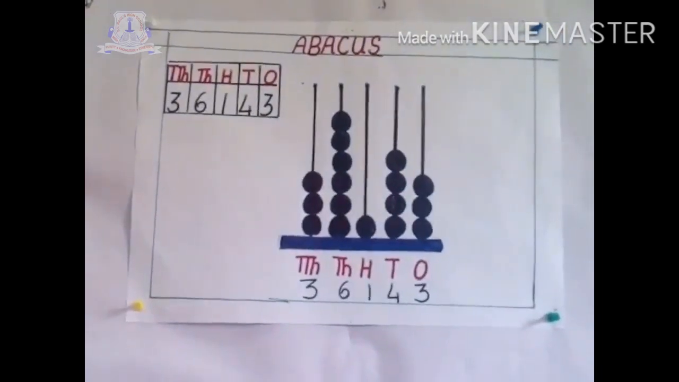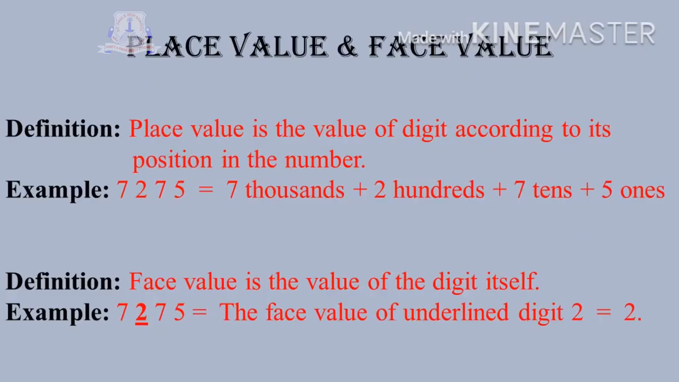Okay, children, got it? Now let's begin with our next topic, that is place value and face value. What is place value and face value, children? See the definition. Place value is a value of digit according to its position in a number. For example, 7275. It is equal to 7 thousands plus 2 hundreds plus 7 tens plus 5 ones.